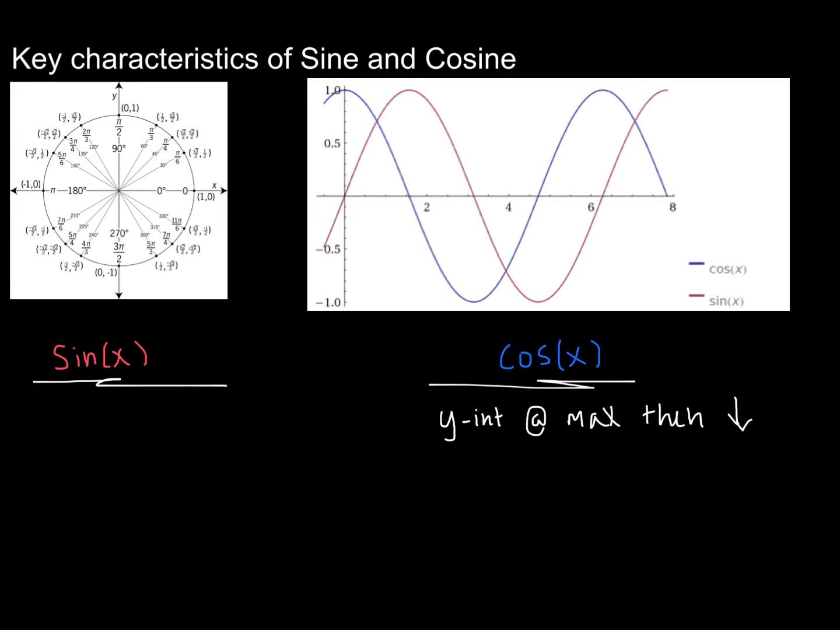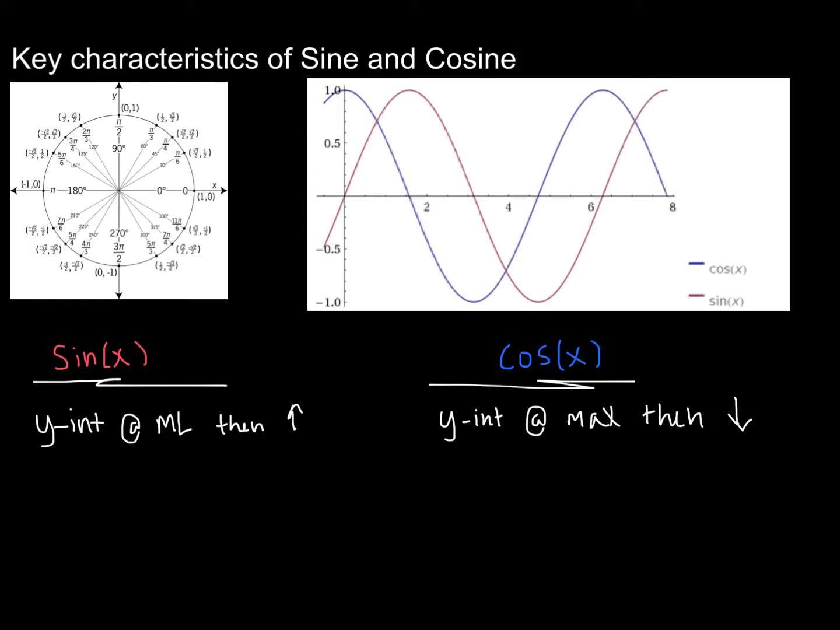Similarly, if we look at the sine function, we notice that sine of 0 is at the midline, 0, and then increases. The y-coordinate increases. And so the y-intercept of a sine function with no phase shift is at the midline and will then increase.